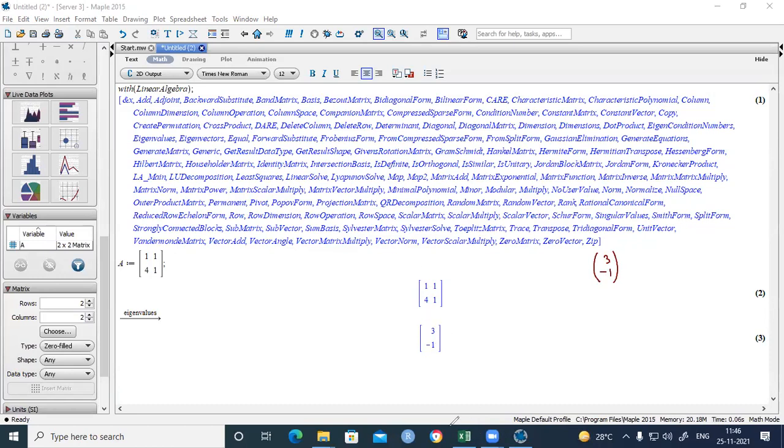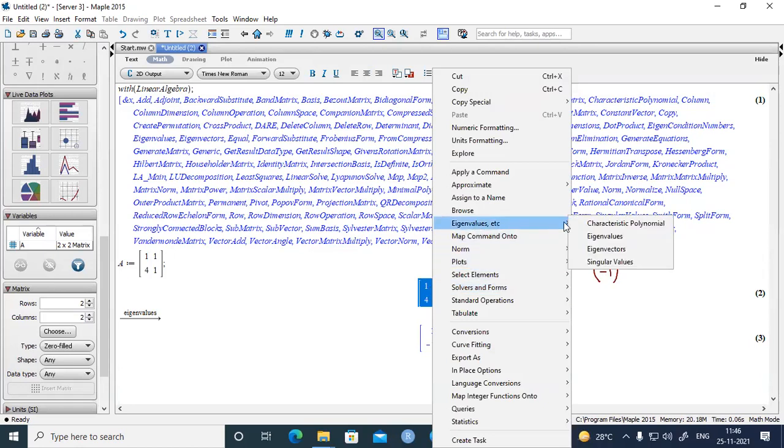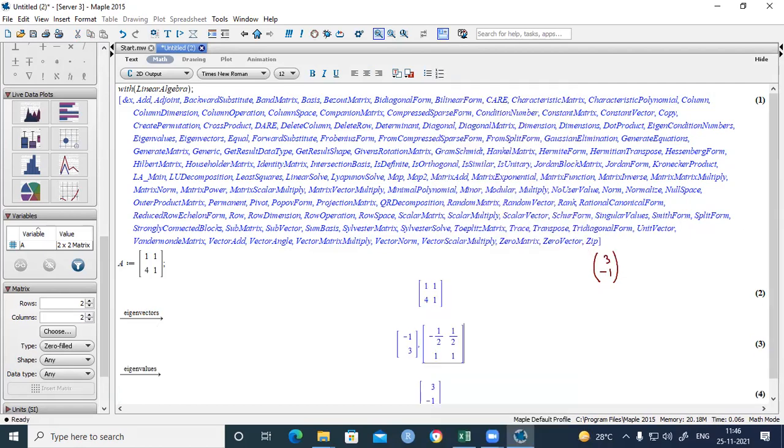But if you need the eigenvectors, then you have to select the matrix and you have to click on that. If you click on this particular thing, it will show you not only the eigenvectors, it will also show you the corresponding eigenvalues. So you see what is happening.